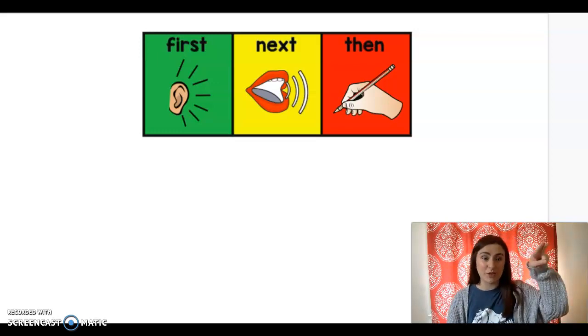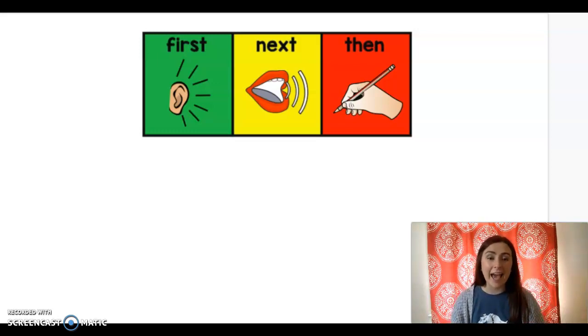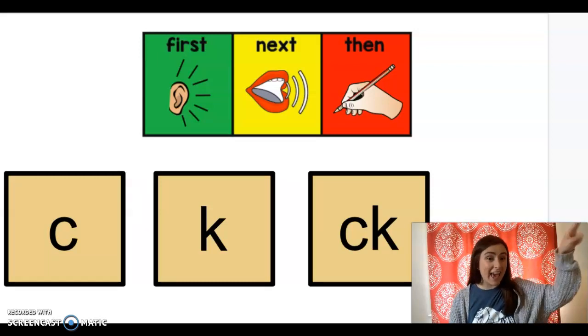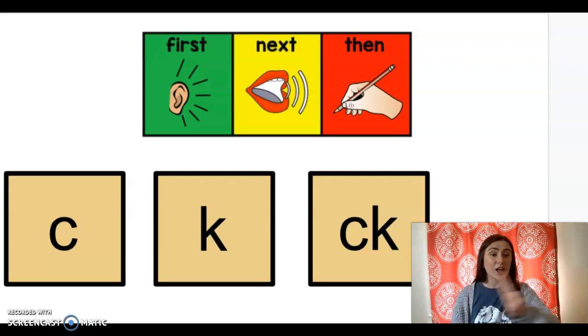The first one I'm picturing is C, making the sound k, like cat. The next letter I'm picturing is K, making the sound k, like kite. And do you know the third one? That's right. It's our digraph C, K, making the sound k. So all 3 of these options are ways that you can make the sound k.